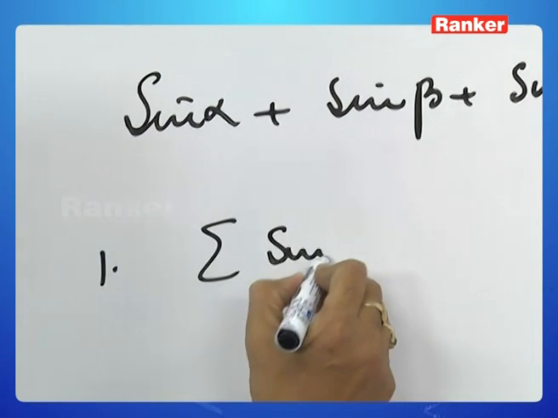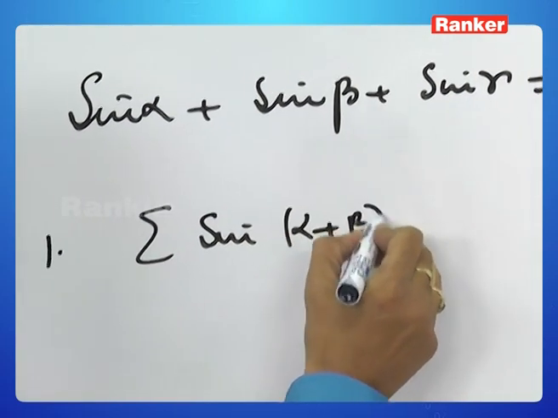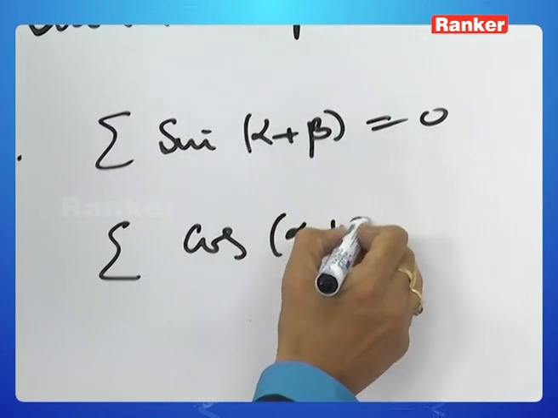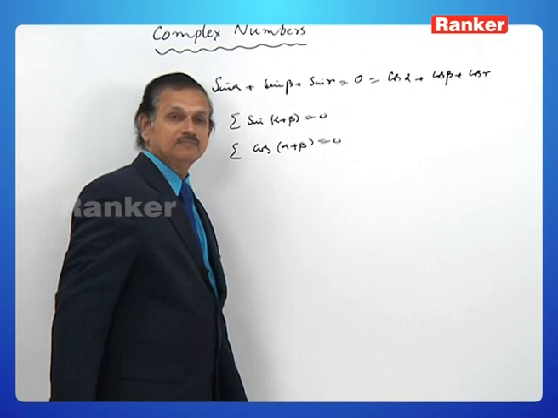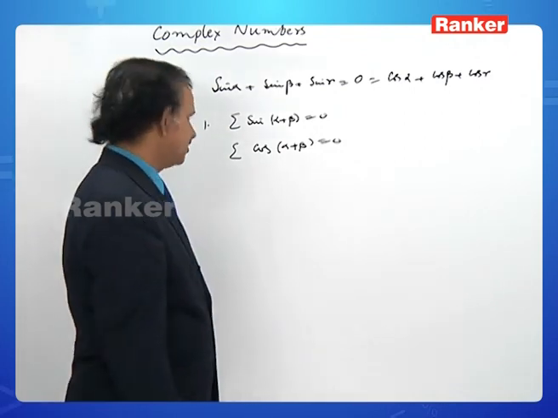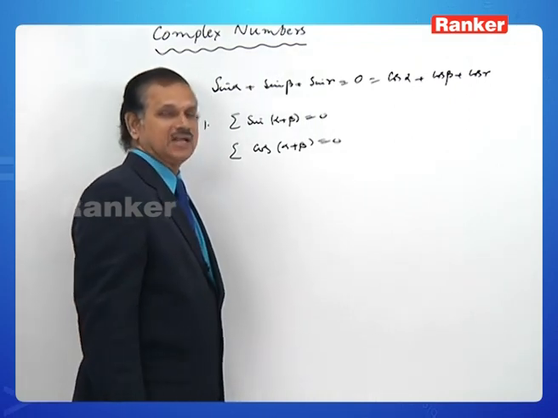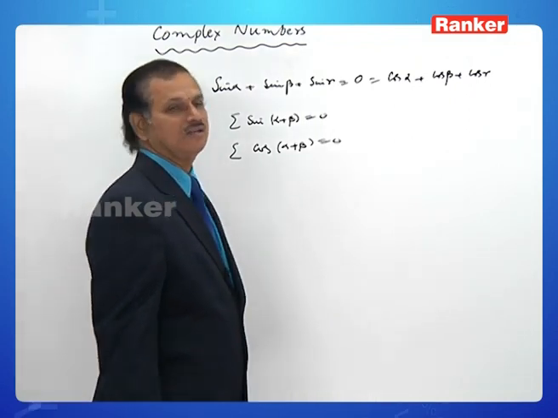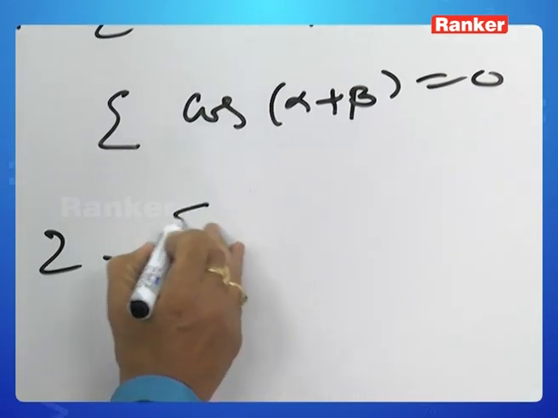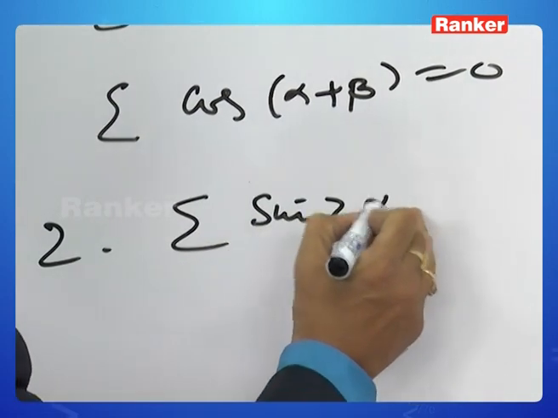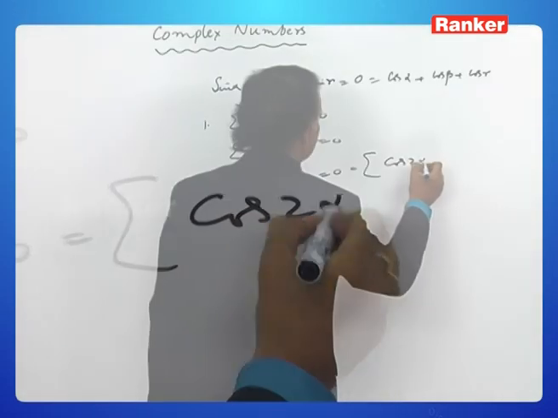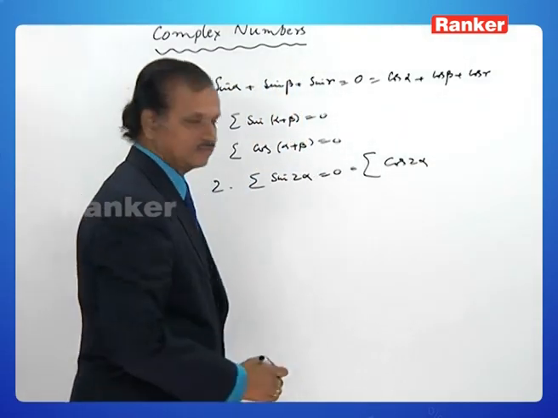sigma sin of alpha plus beta is equal to 0. Sigma cos of alpha plus beta is equal to 0. Sin of alpha plus beta plus sin of beta plus gamma plus sin of gamma plus alpha, 0. Similarly, cos of alpha plus beta plus cos of beta plus gamma plus cos of gamma plus alpha, 0. Another thing, sigma sin 2 alpha is equal to 0. The same, sigma cos 2 alpha is also 0.